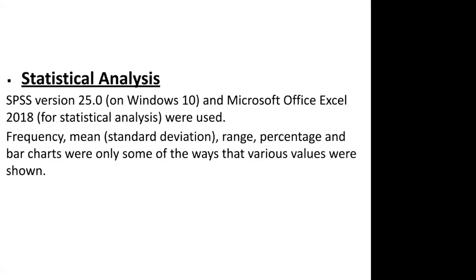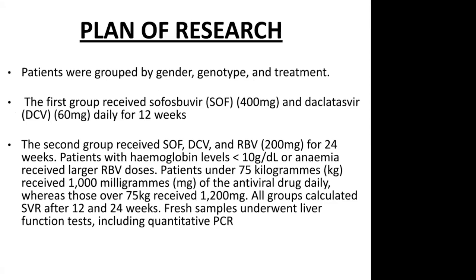So we used SPSS version 25 and Microsoft Excel 2018 for statistical analysis, and the various measures of central tendency and variation were shown by this statistical analysis. So basically, the plan of our research was that the patients were grouped by gender, genotype, and treatment. The first group received 2 drug combinations, sofosbuvir and daclatasvir, daily for 12 weeks, whereas the second group received 3 drug combinations, sofosbuvir, daclatasvir, and ribavirin for 24 weeks.